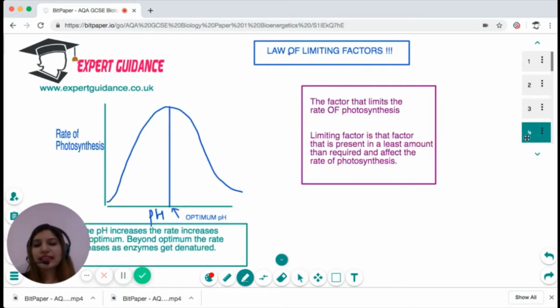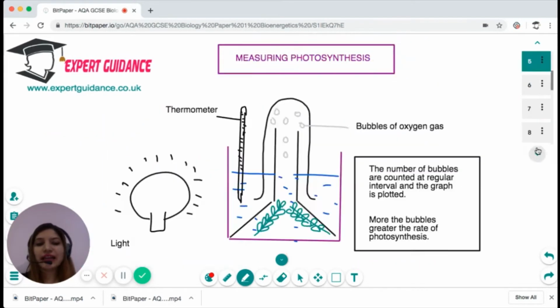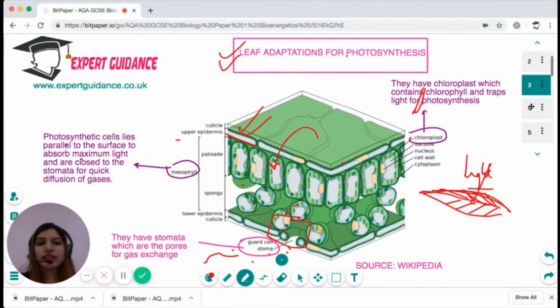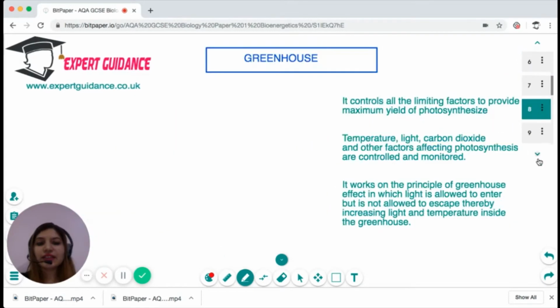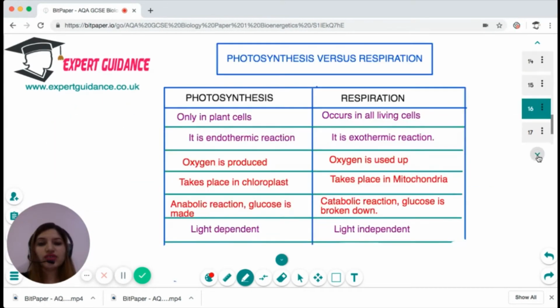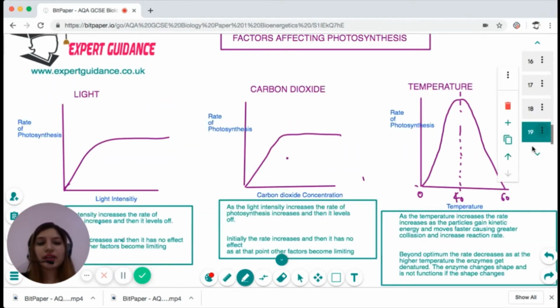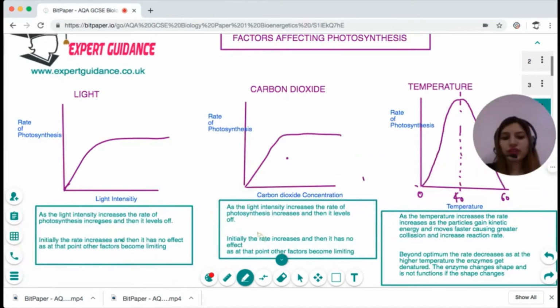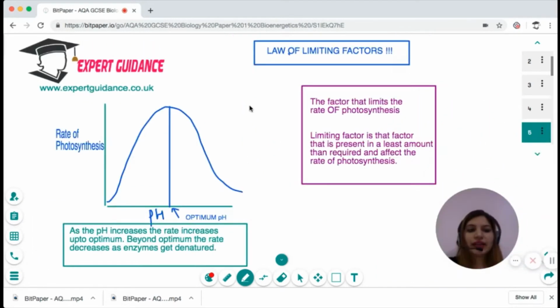Okay, next is, what are the factors that affect the rate of photosynthesis? Now, you can easily see these are the factors which are actually affecting photosynthesis. Okay, so if you see, oxygen is required, carbon dioxide is required, water is required. So all these factors affect the rate of photosynthesis. Okay, so if we see here, these are the factors which are affecting the rate of photosynthesis. It is the light, carbon dioxide, temperature, and the pH.